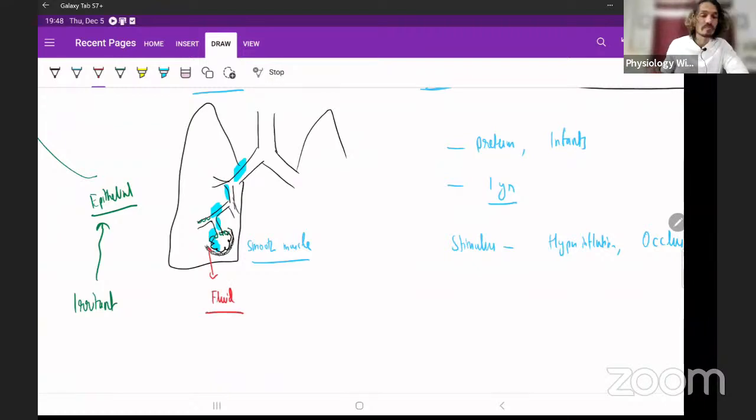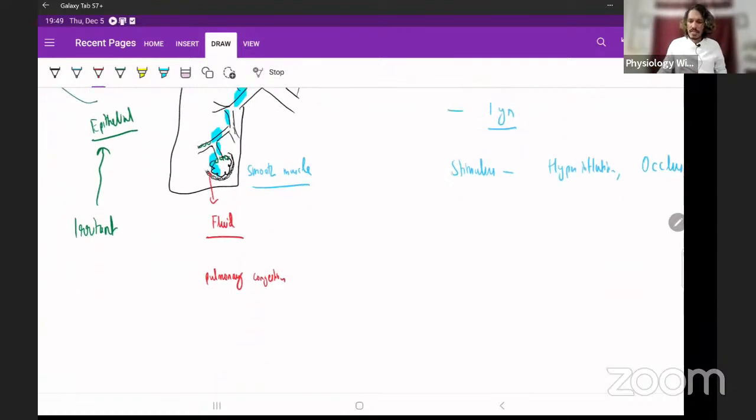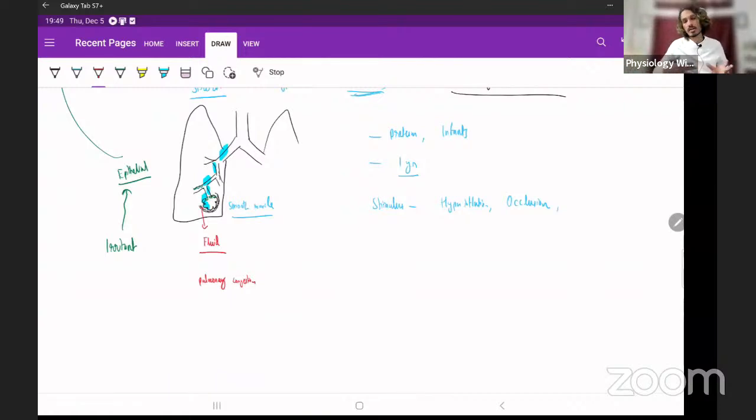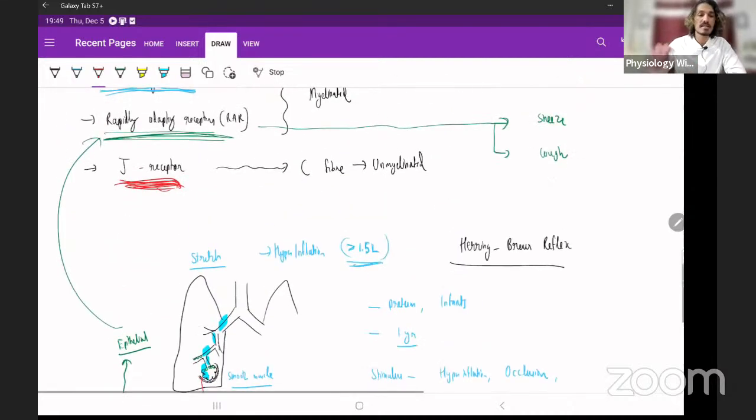Accumulation of fluid. So when there is excess accumulation of fluid, these J receptors detect that. So any sort of pulmonary congestion. Why pulmonary congestion? When the blood is not flowing properly through the pulmonary circulation, then the hydrostatic pressure over there increases. More hydrostatic pressure means more filtration, and fluid will accumulate in the interstitial fluid. Or sometimes even some sort of heavy exercise can be detected by these J receptors.